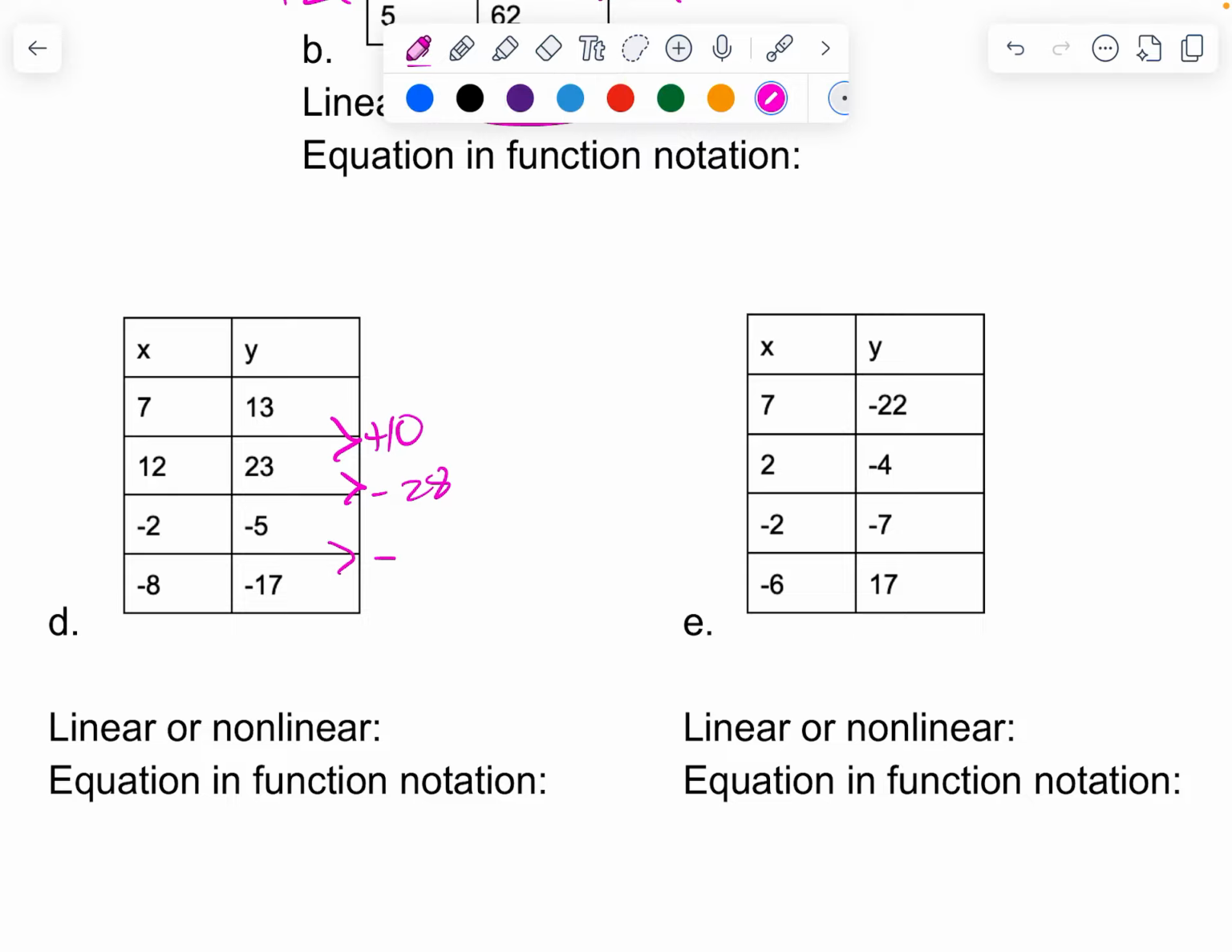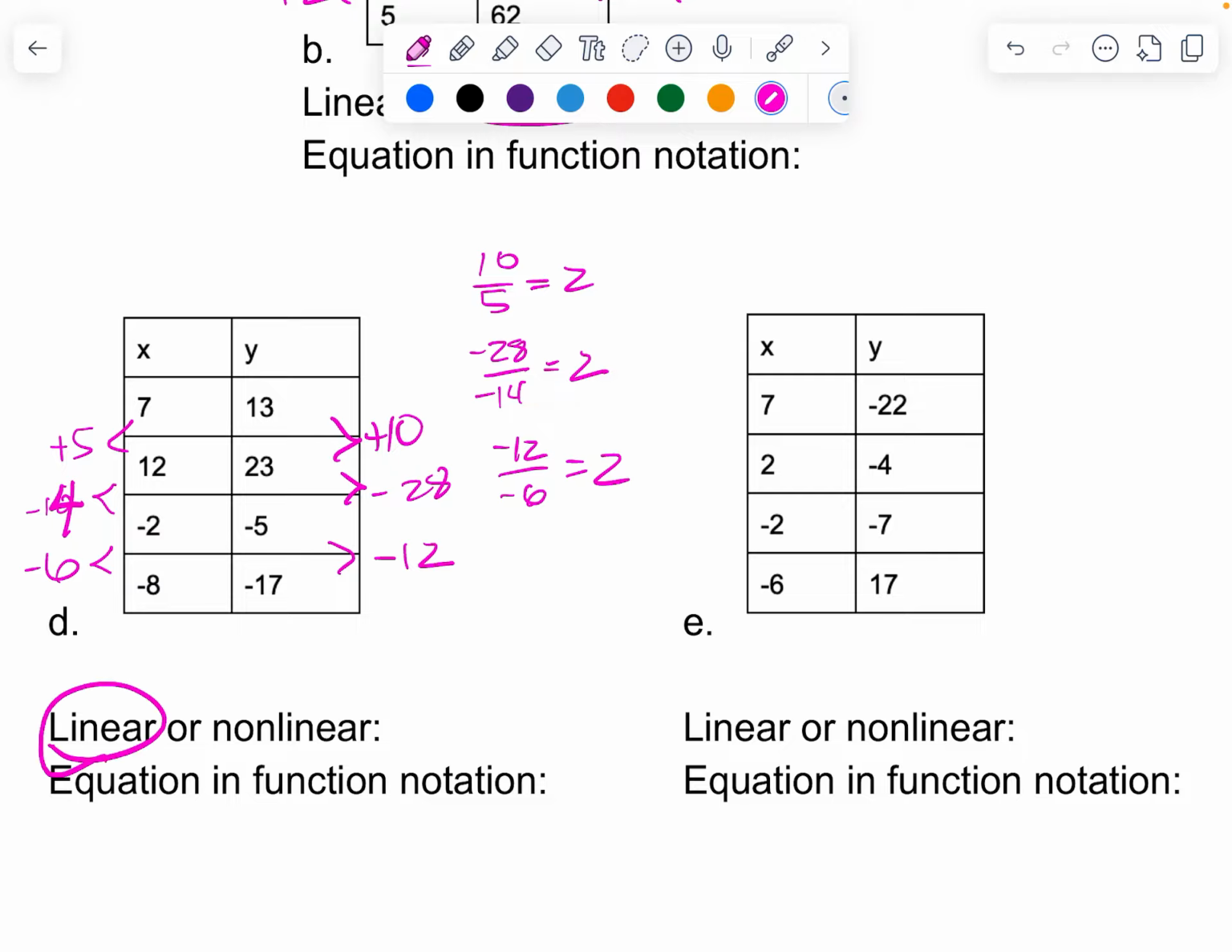This one goes down by 12. This is plus 5, minus 14, minus 6. So this is 10 over 5, which is 2. This is negative 28 over negative 14, which is 2. And negative 12 over negative 6, which is 2. So that means that this is linear. And so my equation for this would be f of x equals 2x.